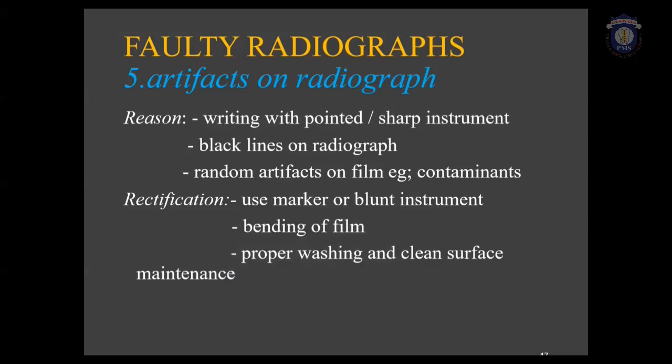Avoid writing with pointed or sharp instruments on the radiograph. This can cause black lines on the radiograph. Random artifacts can be causing contaminations. Use a marker pen instead of sharp pointed pens. Black lines on the radiograph can be due to excessive bending. So avoid excessive bending. Proper washing and the manipulation or processing of the radiograph should be done on a clean surface.